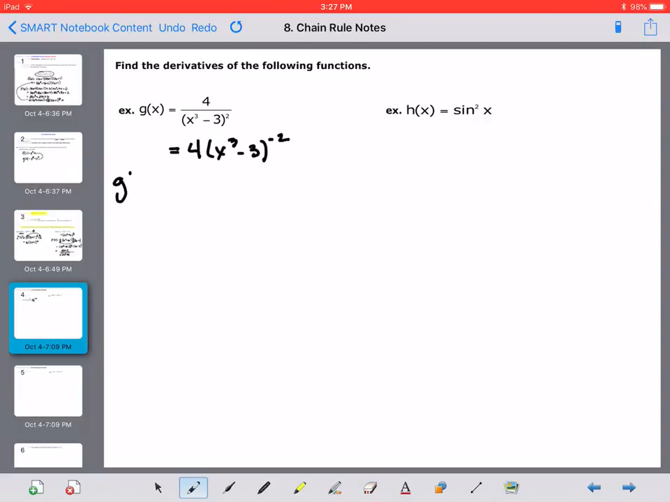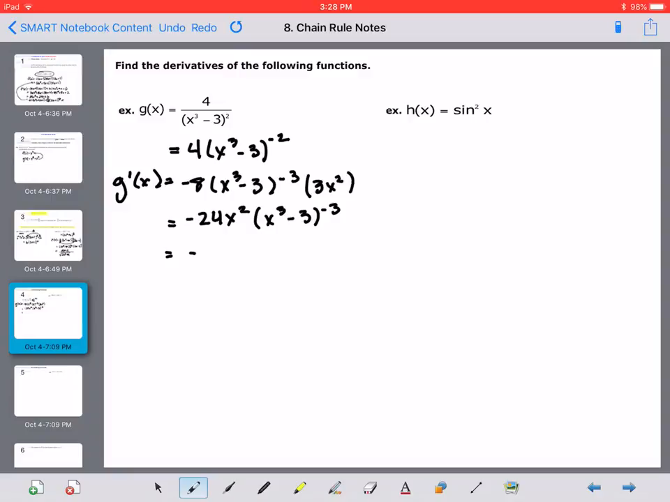So now my g prime, chain rule says derivative of the outside, so our -2 exponent and that 4 are going to become -8, -2 times 4. Subtract 1, so -3, with the inside the same, times the derivative of the inside, which happens to be 3x squared. Okay. Again, front to back, -8 times 3x squared gives us -24x squared times x cubed minus 3 to the -3 power.